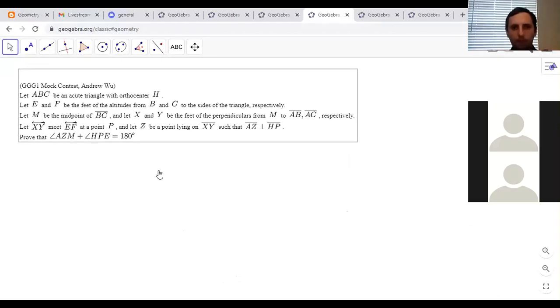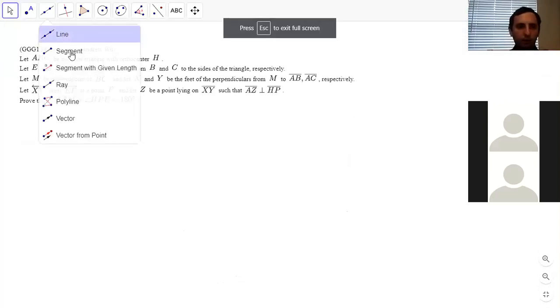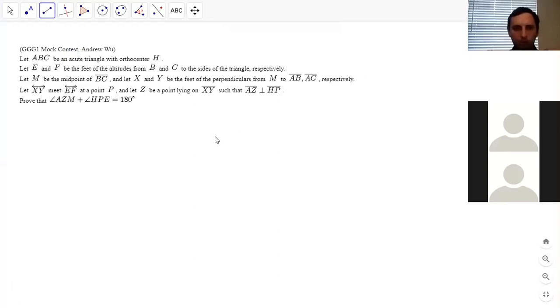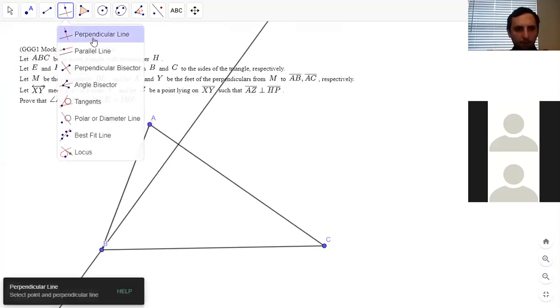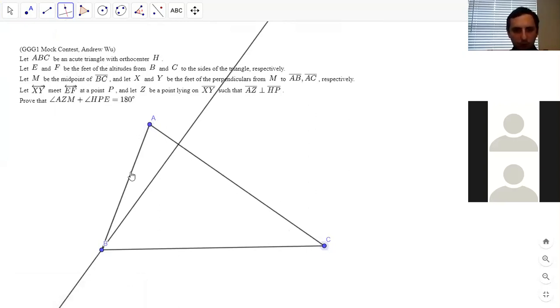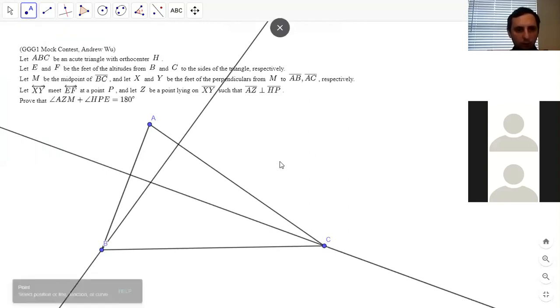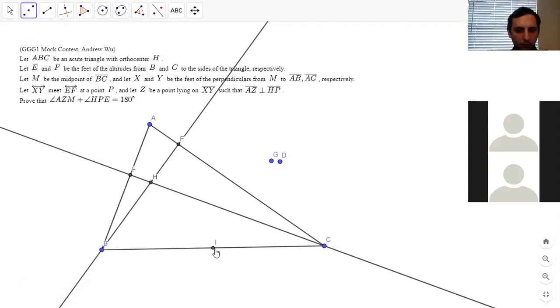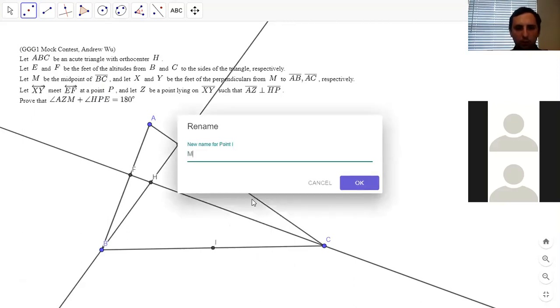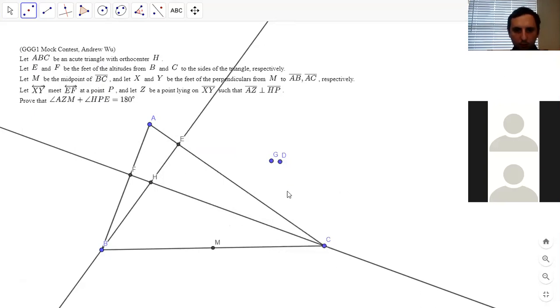Okay, so we have a triangle ABC with orthocenter H. We draw the altitudes from B and C, E and F, and M is the midpoint of BC.